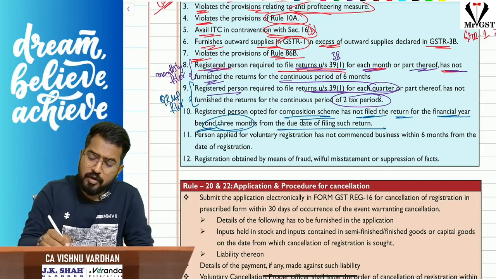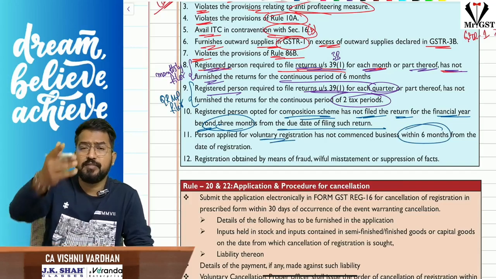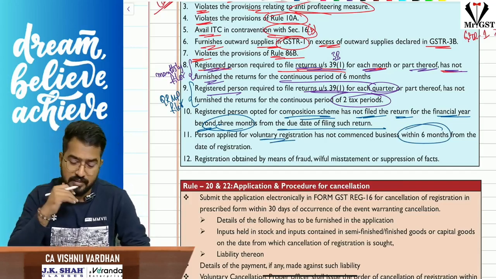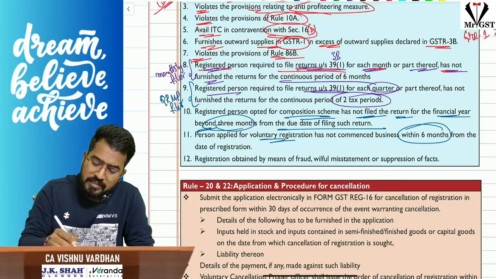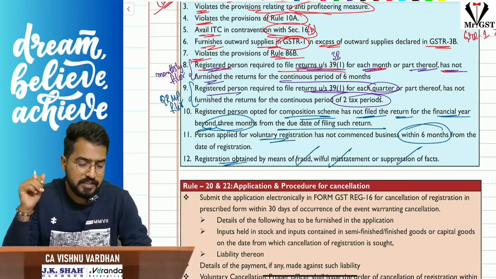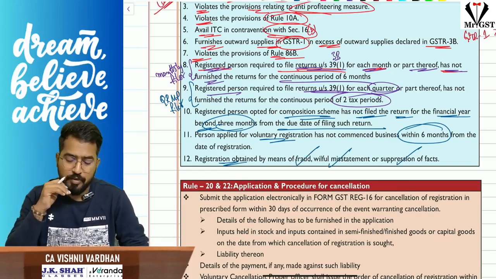Next, sir, you have applied for voluntary registration but not started business even after 6 months. Then why do you want registration? Cancel that. Or when the registration is obtained by means of fraud, willful misstatement, or suppression of facts, then your registration can be cancelled by the proper officer.